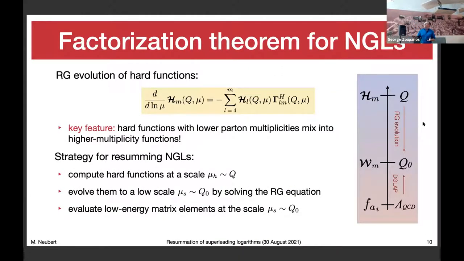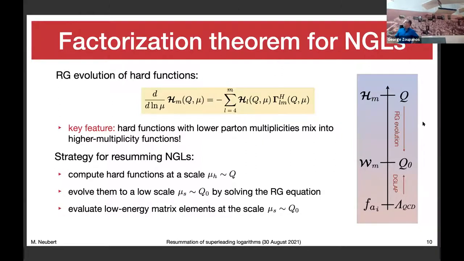Now, what are these RG equations? For instance, the RG equation for the hard functions is shown here. It looks like what you would normally think of as an anomalous dimension multiplying the hard function, but the key here is that hard functions of lower multiplicity mix into hard functions of higher multiplicity. That's simply this picture: when I do a scale transformation, I can emit an extra parton, and, let's say, a two-leg function mixes into a three-leg function, etc.